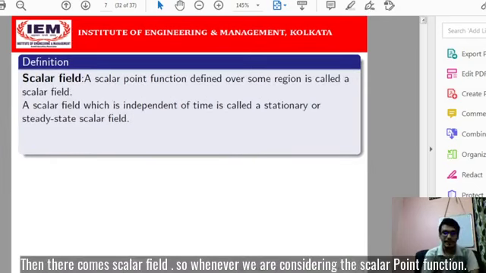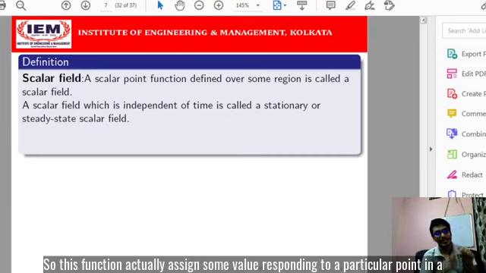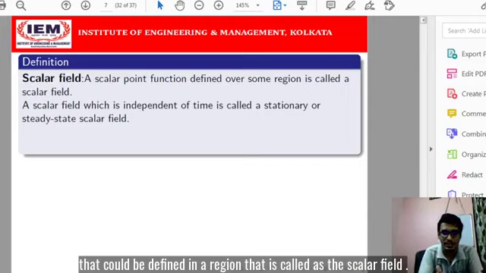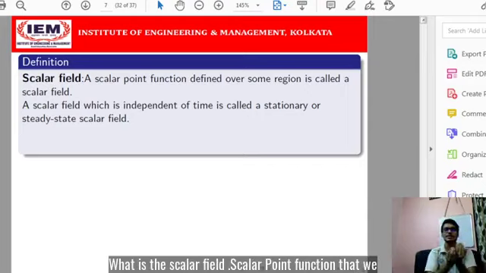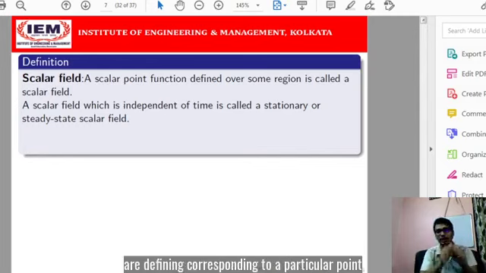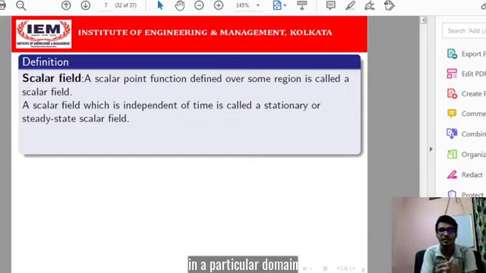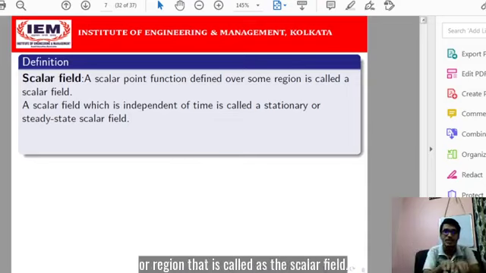Then there comes the scalar field. Whenever we are considering the scalar point function, this function assigns some value corresponding to a particular point in a domain. Now if I consider the collection of all such functions that could be defined in a region, that is called the scalar field. Is that clear? That means the scalar point function that we define corresponding to a particular point, and the collection of all such scalar point values in a particular domain or region, is called the scalar field.